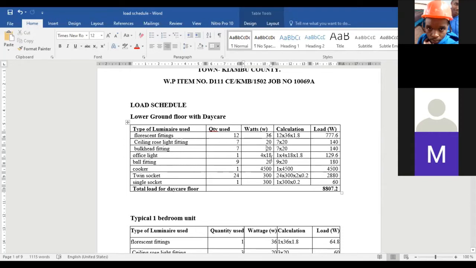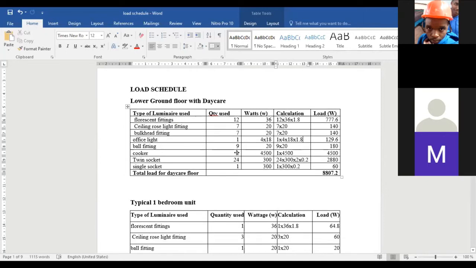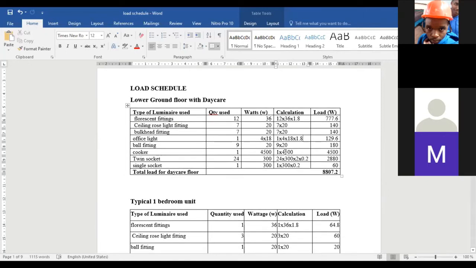For office light, it is what we call 4x18 panel. Nowadays we have an LED, so LED has replaced this. So again, this one will multiply by 4x18, and then it will multiply by 1.8. For ball fitting ile ya bathroom, again hiyo ball fitting ya bathroom inatumia tu bulb ya kawaida. Again it will be 9x20, that 9 in number. Then for a cooker point, in this case we said 4,500.